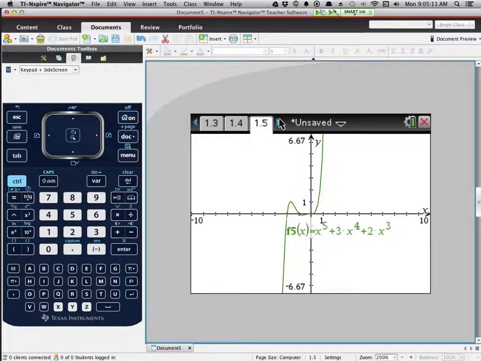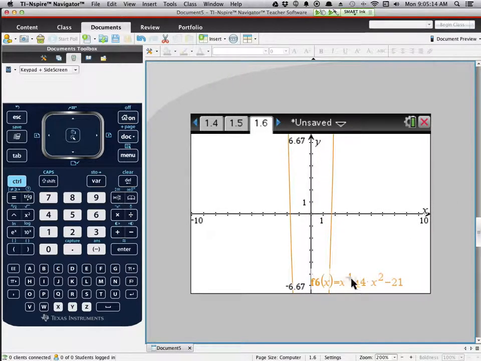Alright, so we said both ends are going up as it is, and then we said between 1 and 2 are where my zeros are at, so we did that one correctly.